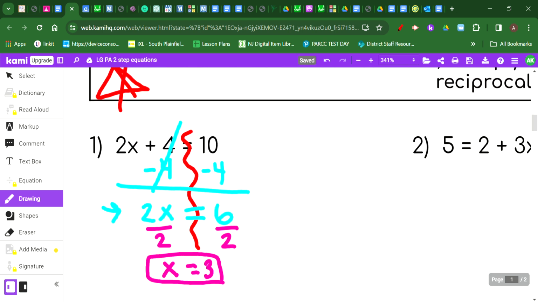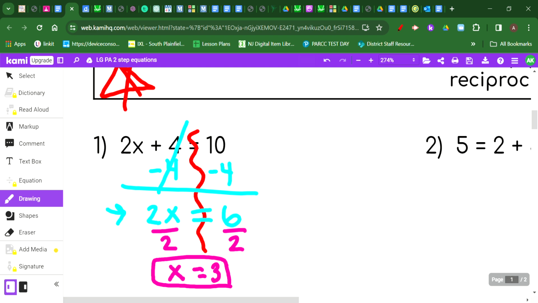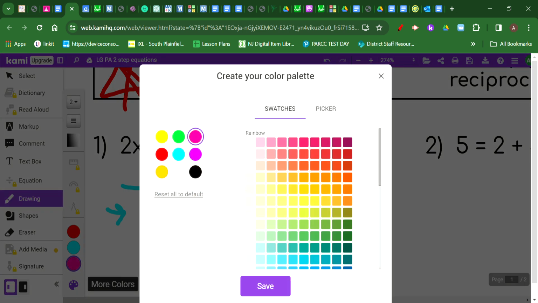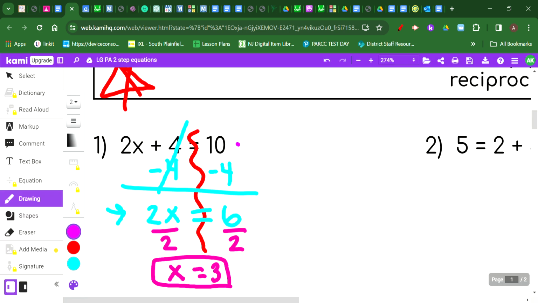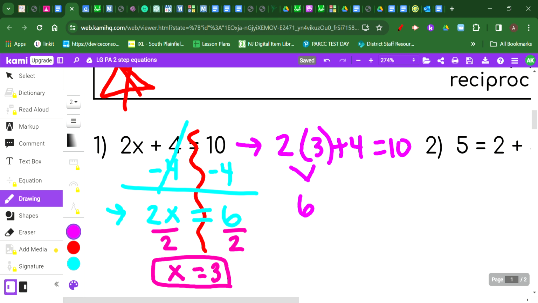Another little trick that you can do now will be to check your answer. You can check your answer by rewriting the initial equation. So let me rewrite the equation on the side here. Instead of x, you're going to plug in 3. So 2 times 3 plus 4 is equal to 10. And now you're going to check to see, is my answer right? So 2 times 3 is 6, plus 4 does in fact get you 10.